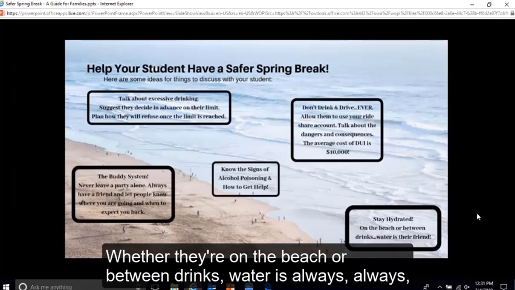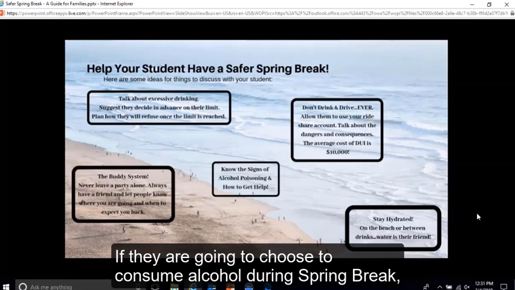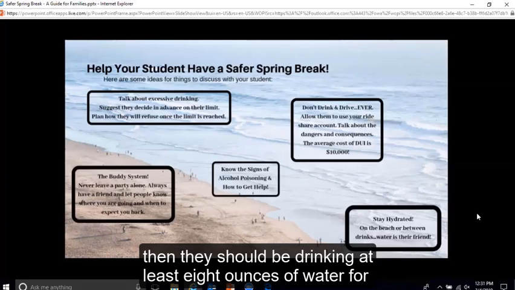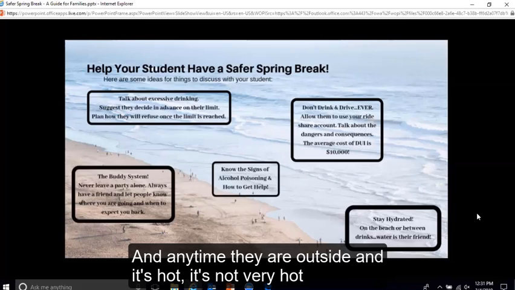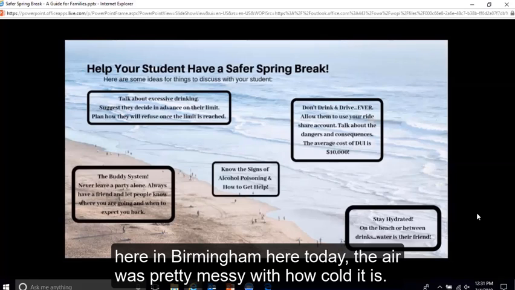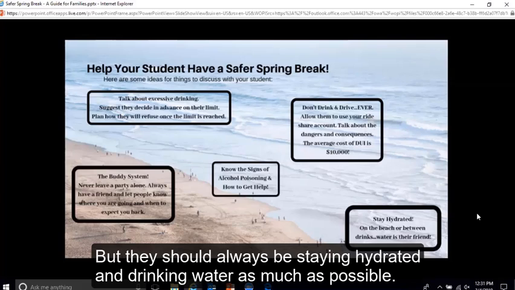Whether they're on the beach or between drinks, water is always, always, always their friend. If they are going to choose to consume alcohol during spring break, then they should be drinking at least 8 ounces of water for every standard drink that they have. And anytime they're outside and it's hot, it's not very hot here in Birmingham today. The air was kind of hurting my face with how cold it is. But they should always be staying hydrated and drinking water as much as possible.